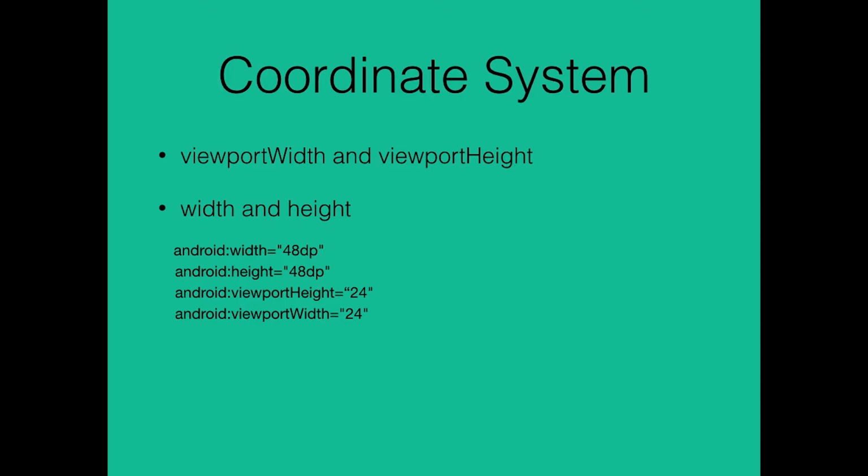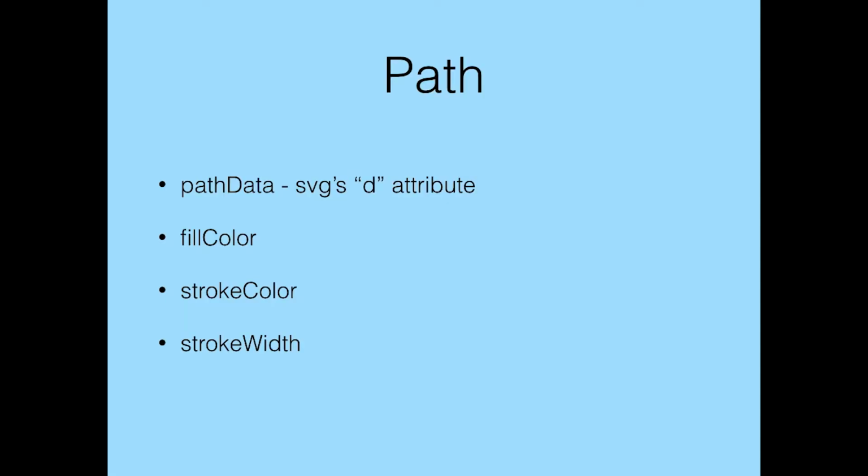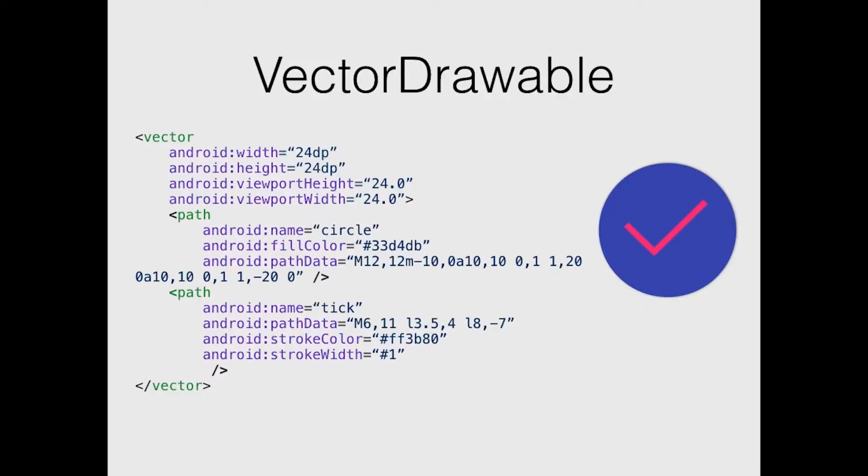And then there's width and height, which are the intrinsic width and height of the drawable, and that's used to generate PNGs for supporting pre-Lollipop devices. The path element is Android's version of the SVG path. And as you can see, these are very similar to what SVG has. Path data is the same as the D attribute. Fill color and stroke width are all very self-explanatory.